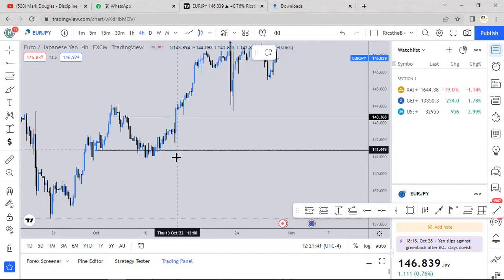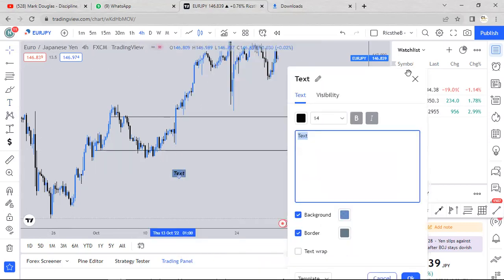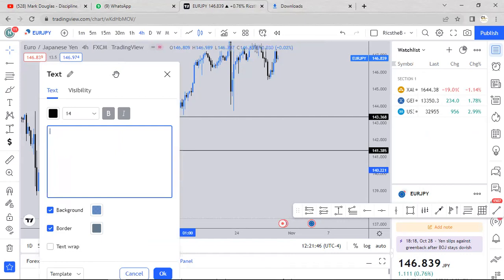Again, I'm on the 4-hour time frame. So I'll say my entry price, I'll call it a selling price, is 143.368. Then 141.385 will be my exit price. So anytime it comes down to JPY pairs and gold, we don't move the decimal point 4 times like we were doing on the other pairs. We move it only 2 times.